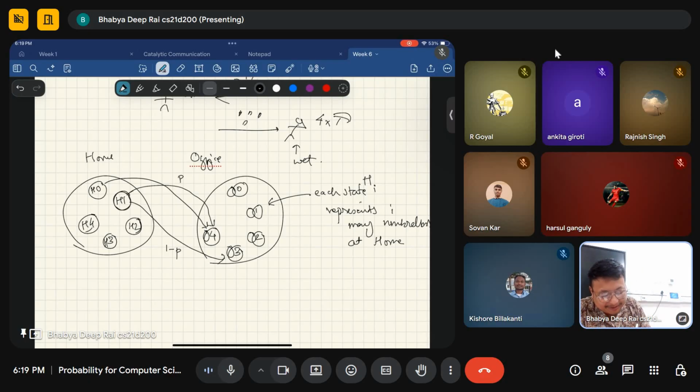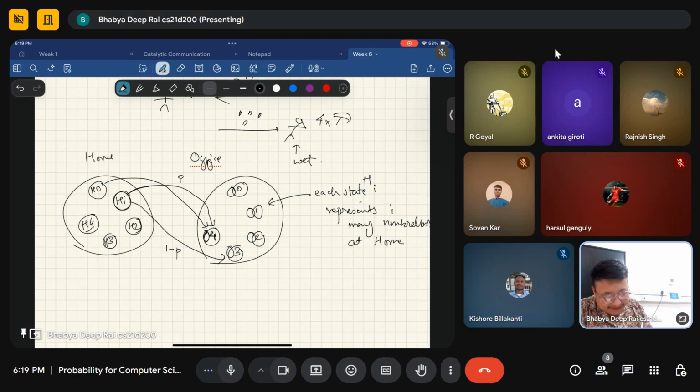So with probability P, because I know that if it rains, I definitely need to carry an umbrella, I'm going to go to state O4. Why? Because I have taken the umbrella to the office and there are now four umbrellas because I've taken the umbrella.